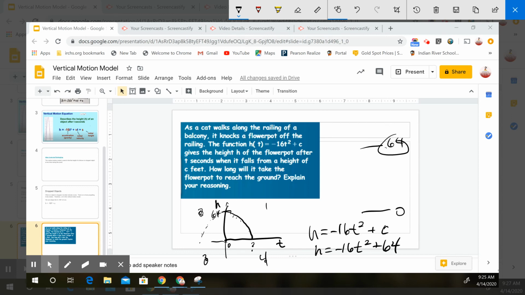So this model, this equation, will tell us the height at any time during this event, as long as it's between 64 and 0. That's just a beginner's problem, or the beginning of learning how to do these problems for a vertical motion model.